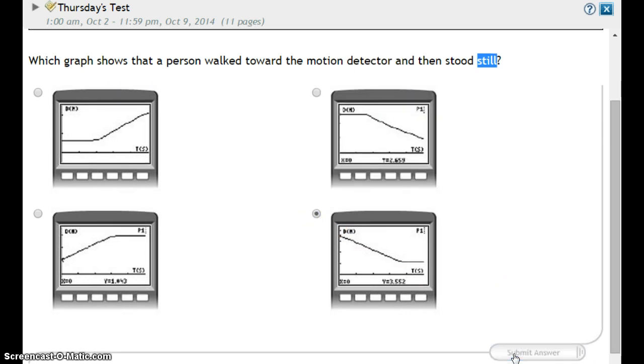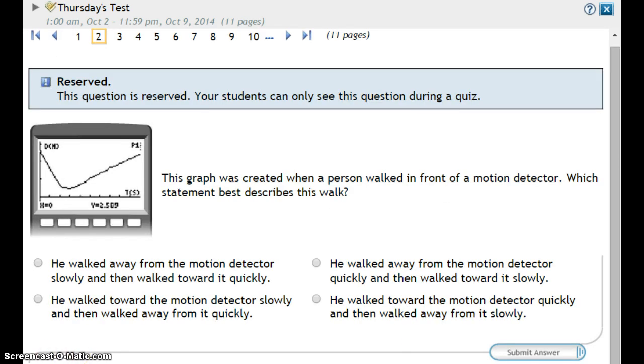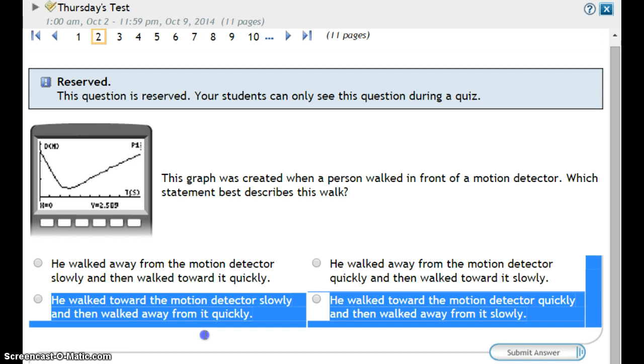Okay, number 2. Number 2 is the reverse of number 1. So we've got the graph and I want to make the story. I've got here a line where the distance is decreasing and then turning around and increasing again. So he moves towards the detector, and then he moves back away from the detector. So this is away and then towards, that's wrong. Towards and away, that's a possibility, so I'm going to keep this B in my mind.